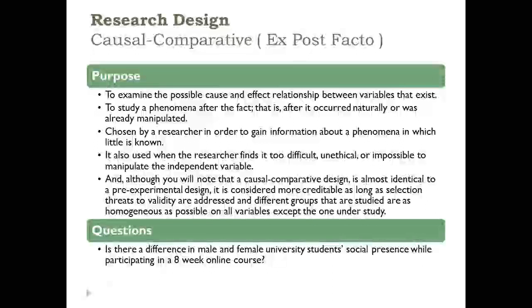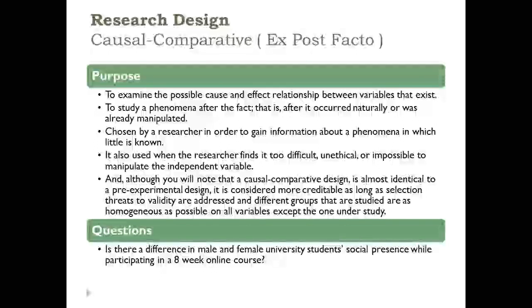Let's consider some examples. If you want to examine gender or ethnicity as an independent variable, you have a causal comparative study. It's something that you as the researcher have not manipulated. Gender occurs naturally. Ethnicity occurs naturally. If you as a researcher wanted to examine individuals that smoked versus individuals that didn't smoke, that has already happened. They've already chosen that behavior.